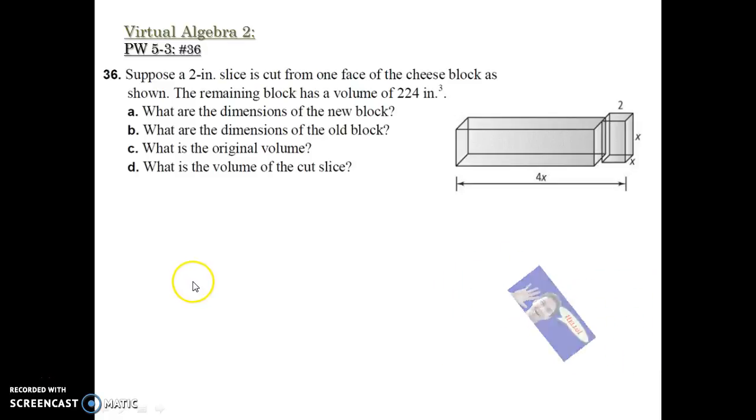Yo, let's talk about cheese. So we got a big block of cheese, and then we cut a 2-inch slice off of it. Gray cheese doesn't look very delicious. The remaining block has a volume of 224 cubic inches. What are the dimensions of the new block?